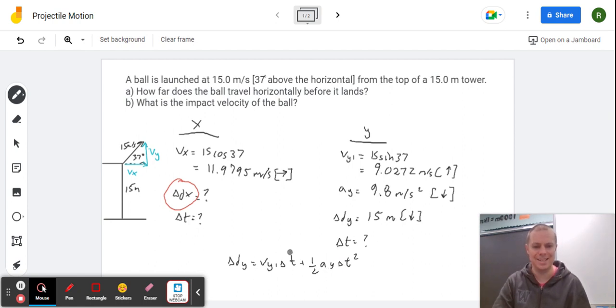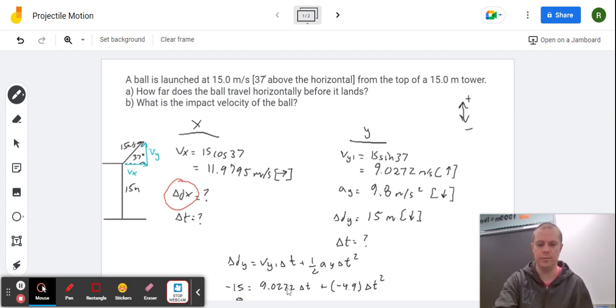You can set this up by plugging that in here. I'm going to say up is positive, down is negative. So 15 meters down, so negative 15 equals 9.0272 delta t plus 1/2 times 9.8. It's going to be negative 4.9 delta t squared. We can rearrange this equation to get 0.